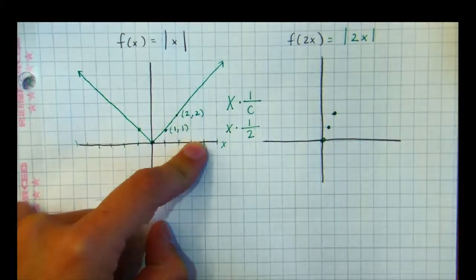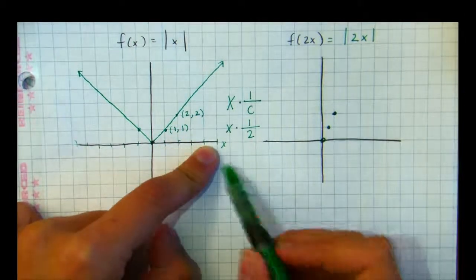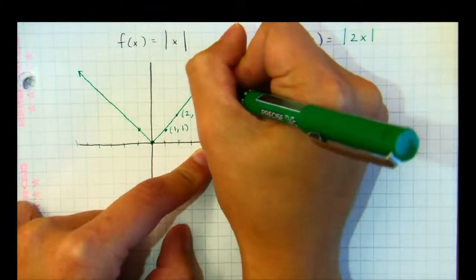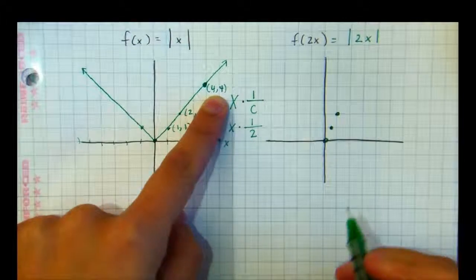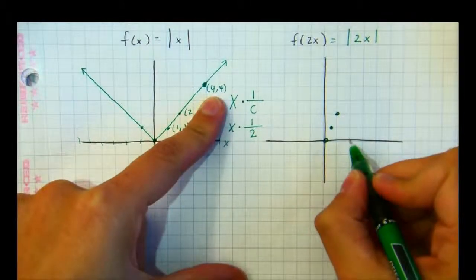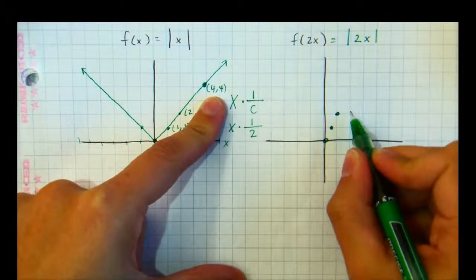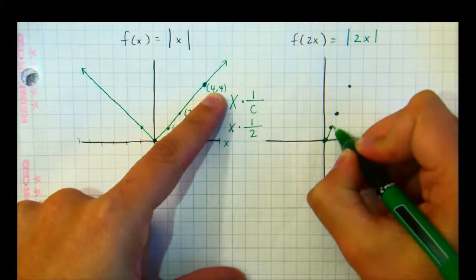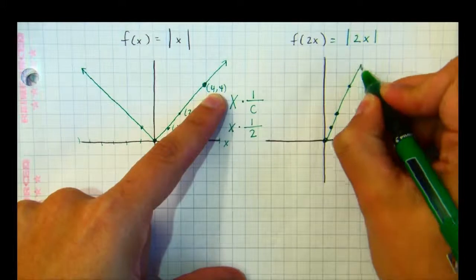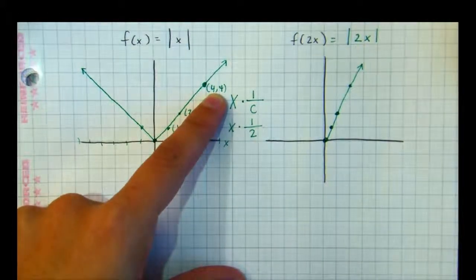Okay, if I keep going, the next even number that I'm going to have is 4. So at 4, if I multiply 4 by 1/2, I'm going to get 2. But then I'm still going up 1, 2, 3, 4. So one side of my v is going to look like this.